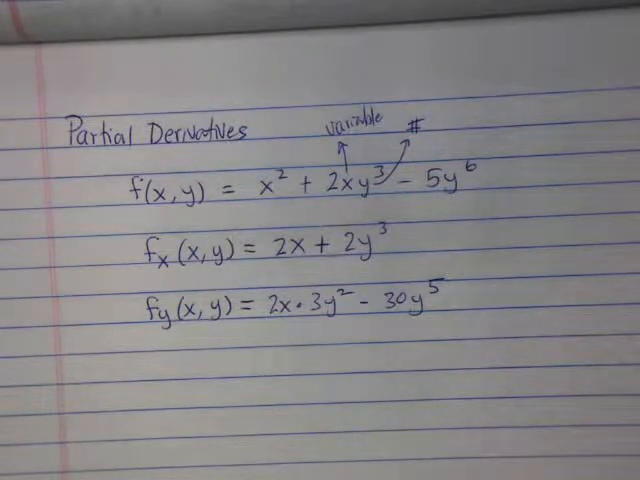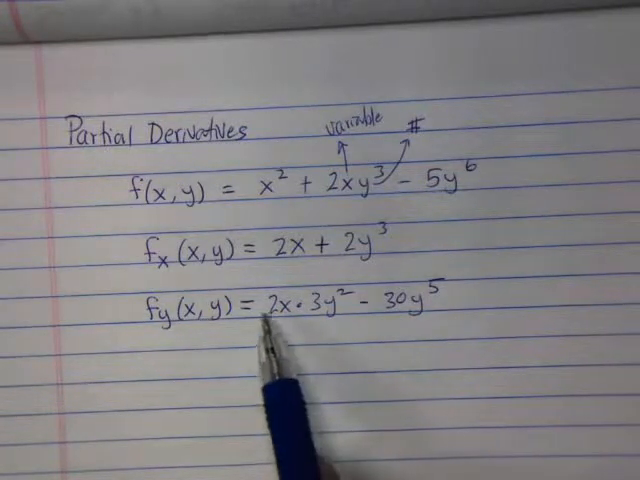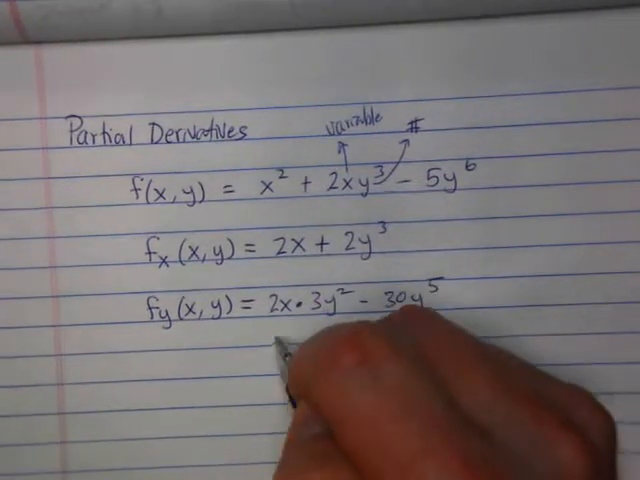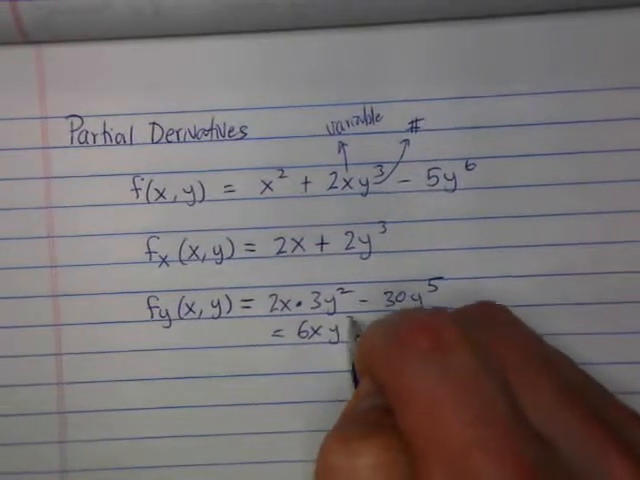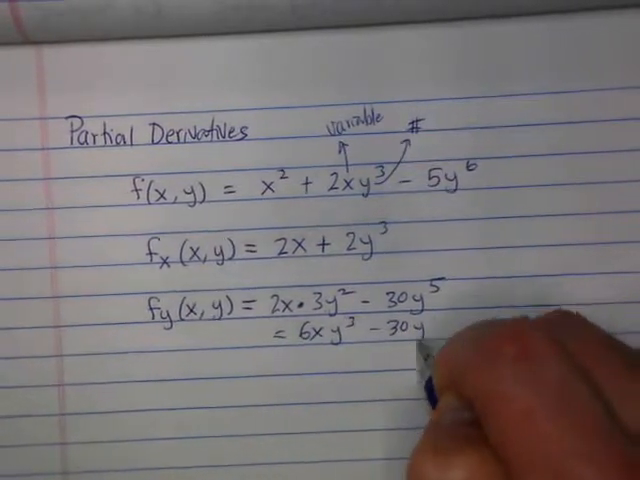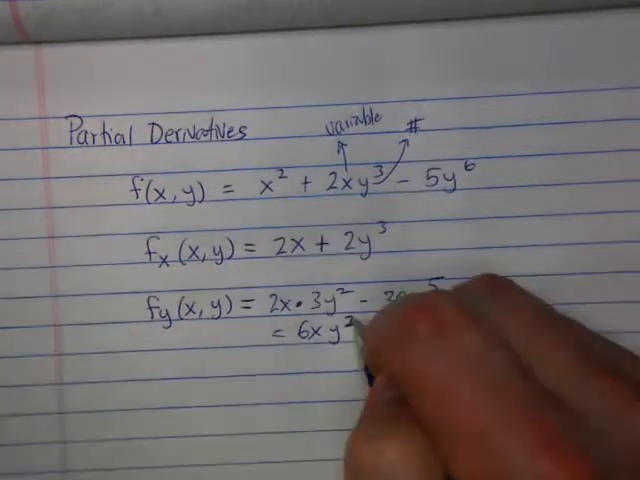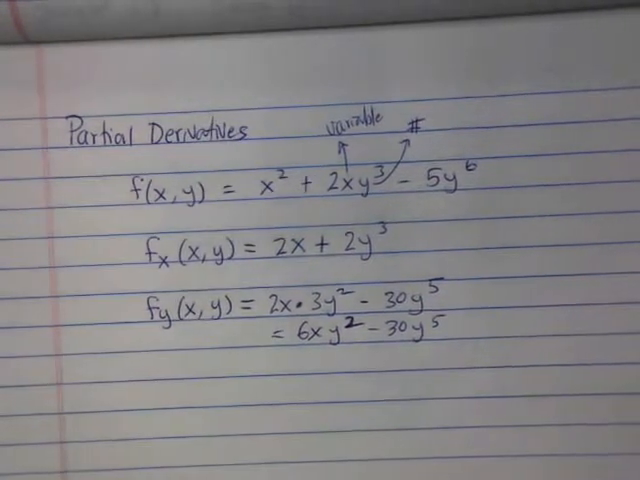Sorry, I thought it was 6x. 2 times 3 is 6? So now it's 2x plus 3y. No, that's a times there. Oh, okay, sorry. 6xy squared, you split it up, minus 30y to the fifth. Better? Almost better? Squared? There we go.